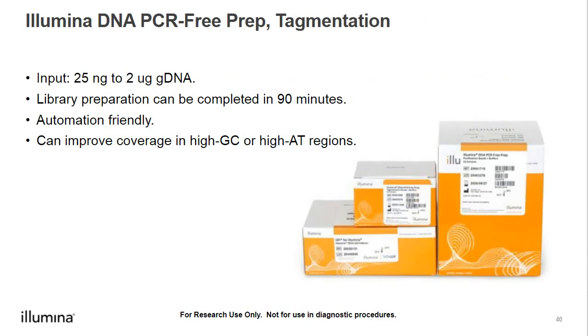Next, let's take a look at the Illumina DNA PCR-free prep with tagmentation. For this, we use between 25 nanograms and 2 micrograms of purified DNA. The library preparation can be completed in as little as an hour and a half, though the preparation time does depend on the input material. This kit is automation friendly, and using the PCR-free approach can be helpful for improving coverage in high GC or high AT regions and genomes.